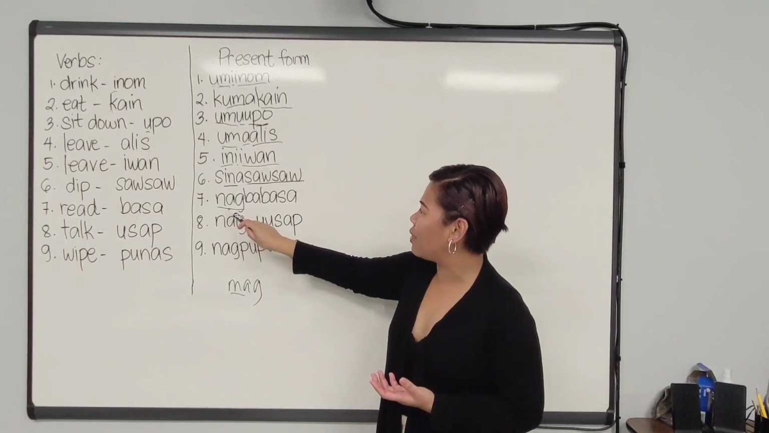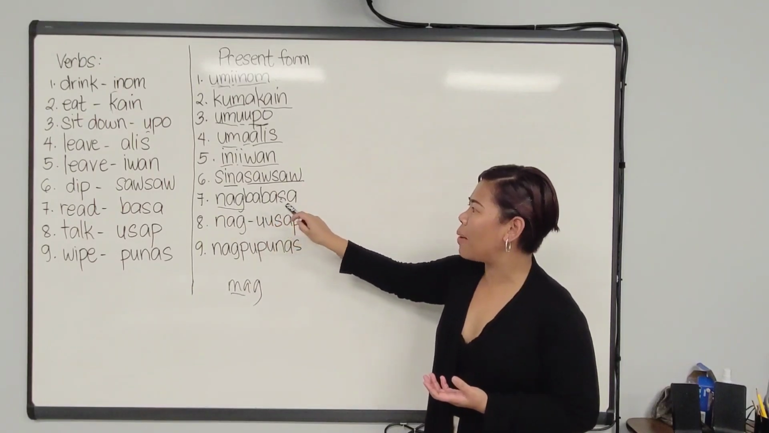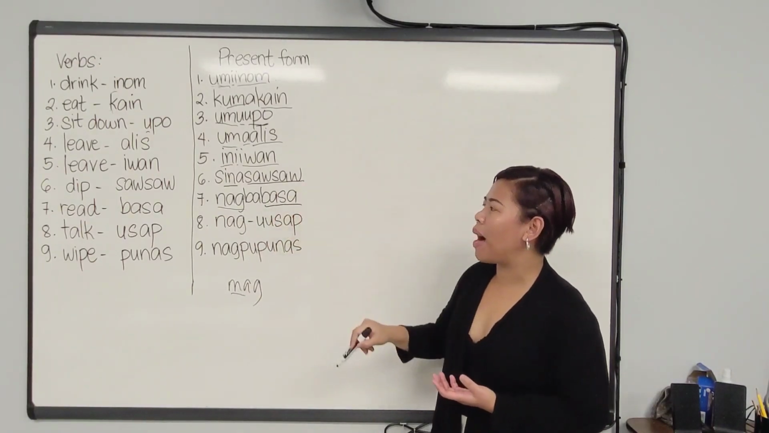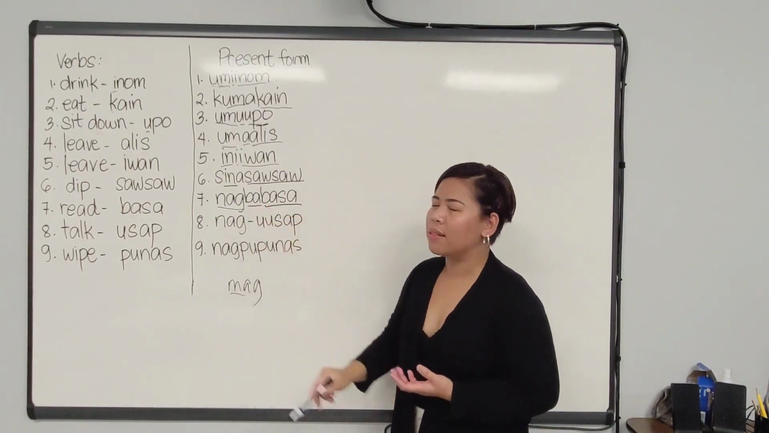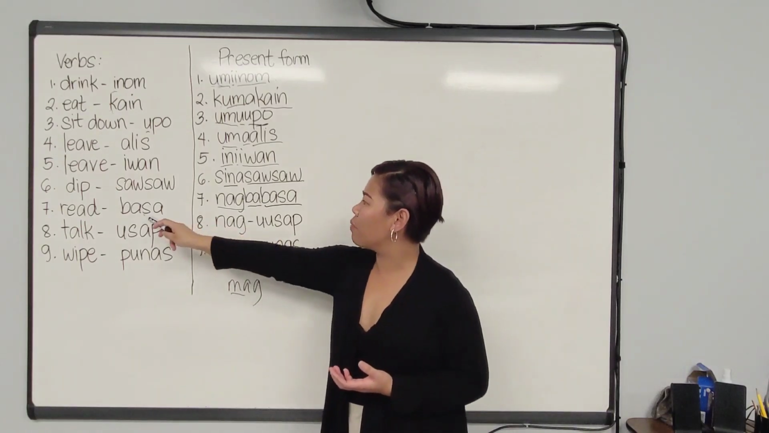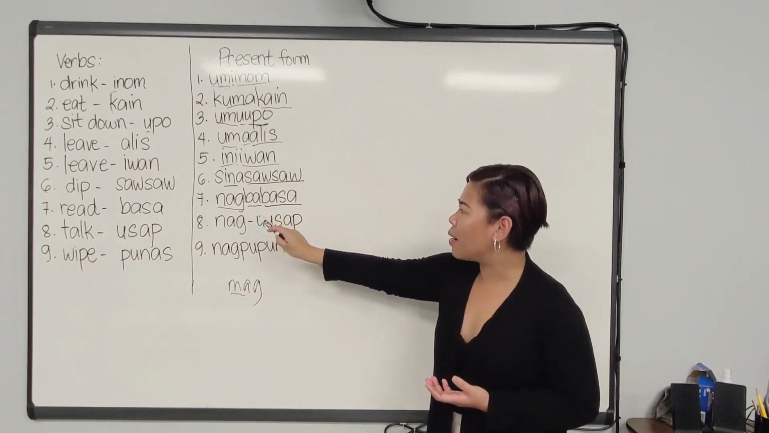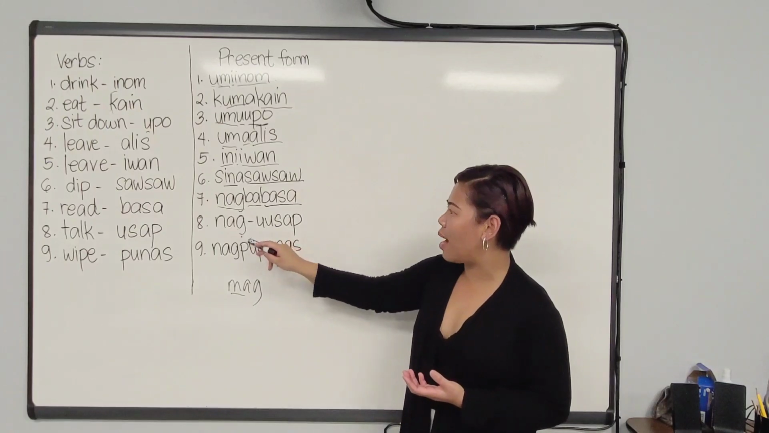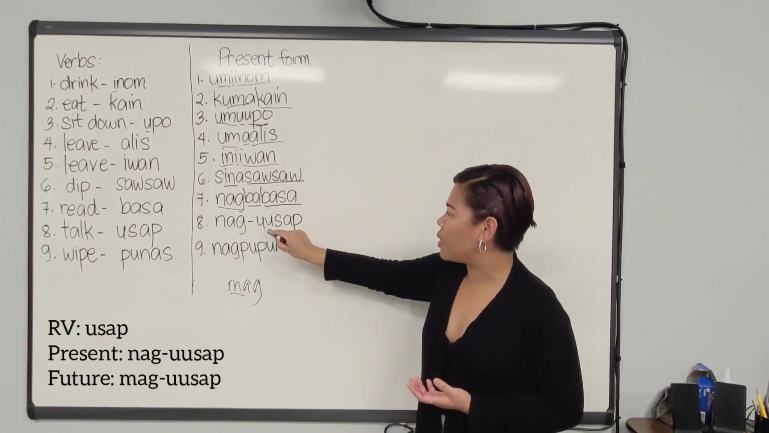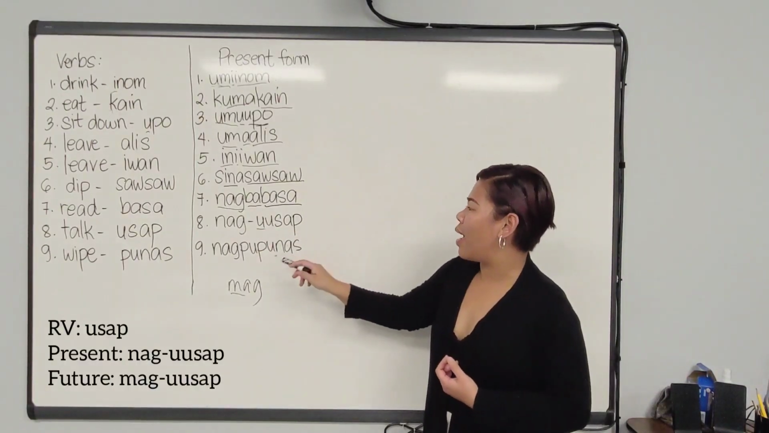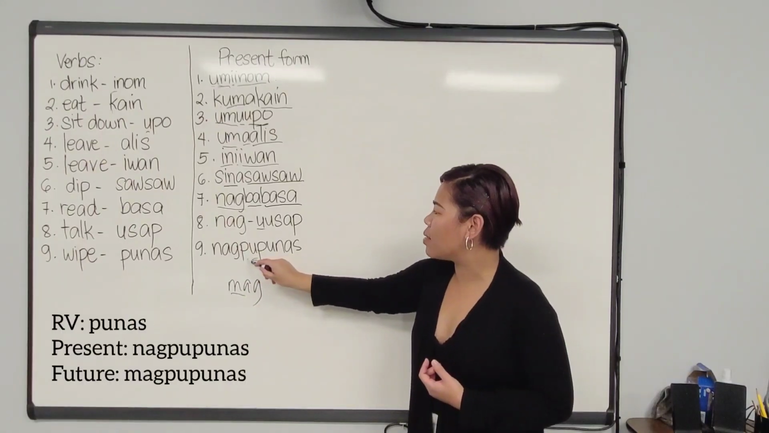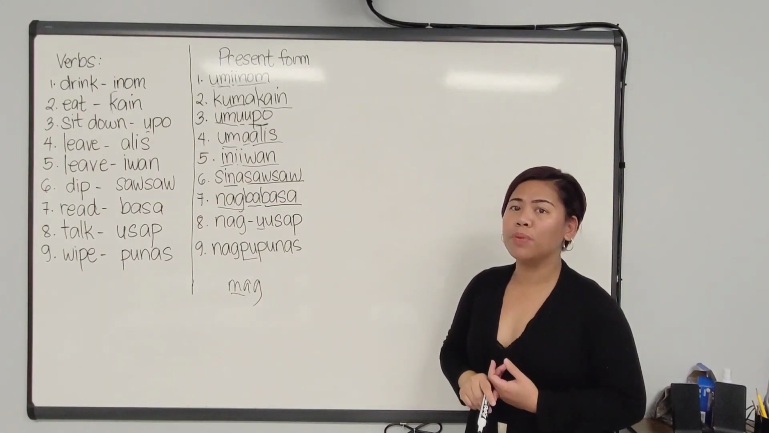So it'll become like this. Nagbabasa. Same root verb, basa, and you repeated the first syllable of the root verb, ba. So nagbabasa. Next one is nag-uusap. You repeated this one as well. And then nagpupunas, you repeated the first syllable, pu.